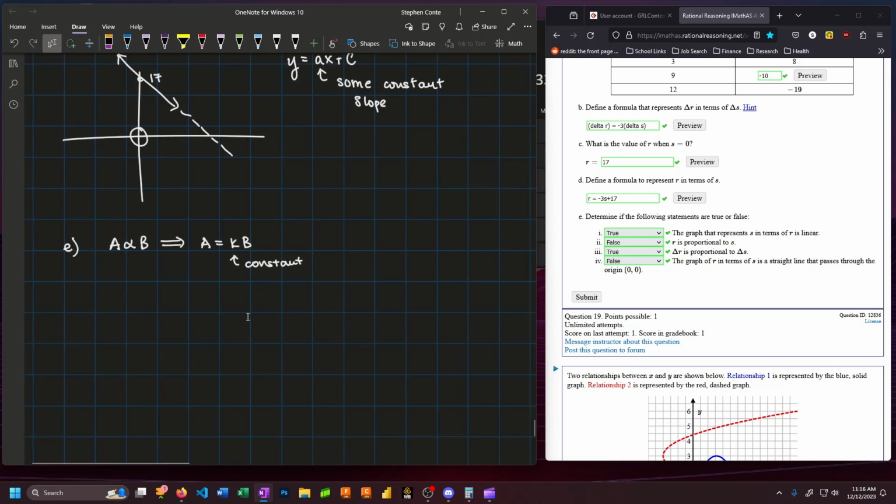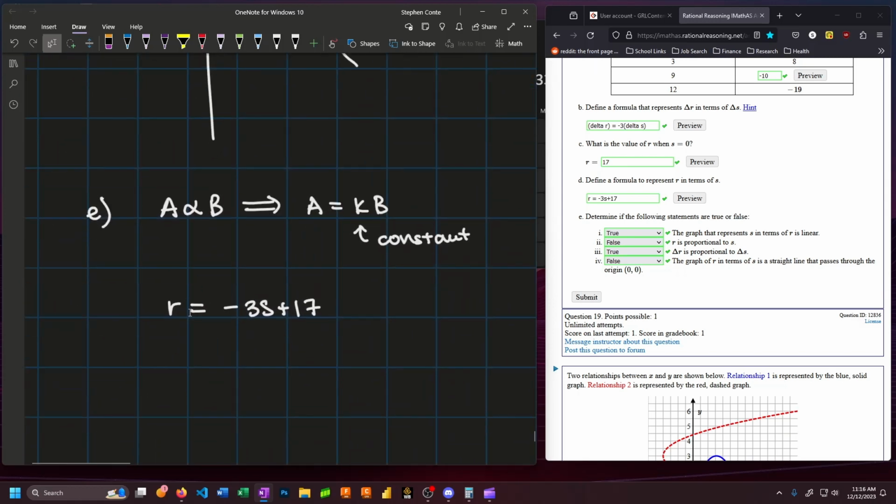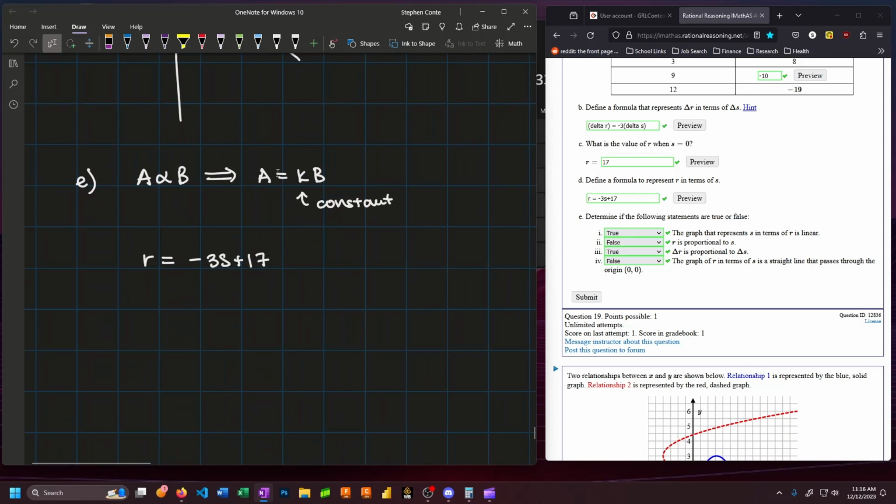So in the case of R and S, we have R defined as negative 3s plus 17. Clearly this isn't just R defined as some constant times S. This is some constant times S plus 17. So if this was R is equal to negative 3s, that would be proportional, because I would have R defined in terms of K times B, where R is A, K is negative 3, and B is S. But we don't. We have R is equal to negative 3s plus 17. So R can't be proportional to S.